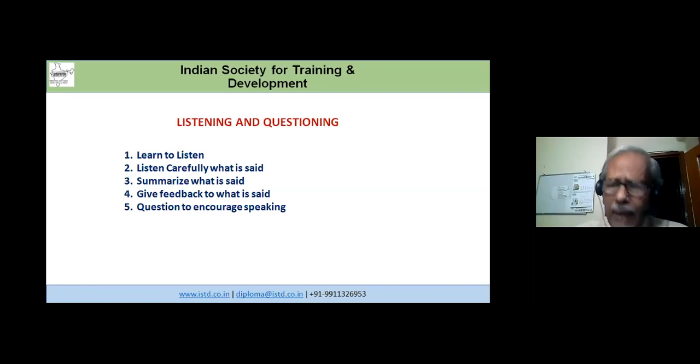So give feedback to what is said. You can give feedback to them later on when they summarize the thing. You have to question to encourage the people to speak. As you said, listening is important, and for listening, you have to stimulate the trainees to talk. So you encourage them to put their questions. That will help you to understand the level of understanding where they stand right now in the program.